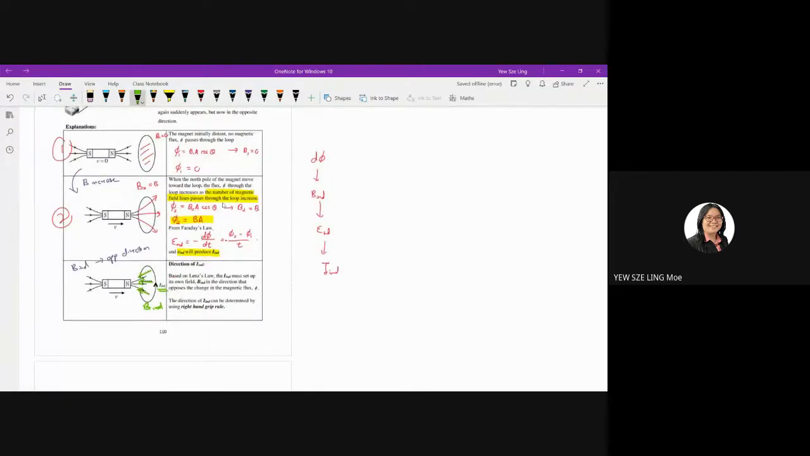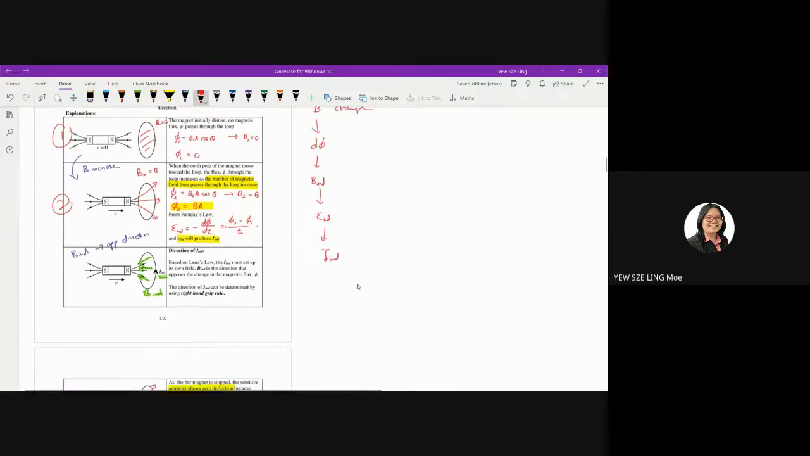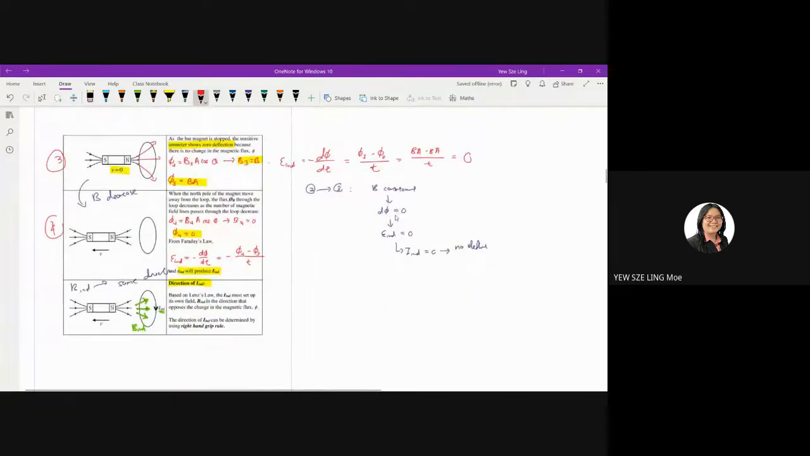The first one, because B changes, B changes lead to change in magnetic flux. Change in magnetic flux generates B induced. B induced gives you EMF induced, which will give you I induced. And then the second case, B constant. B constant means no change in magnetic flux. No change in magnetic flux, no induced current, no deflection. And then from 3 to 4, once again, B changes. B changes lead to change in magnetic flux. Change in magnetic flux gives you induced EMF, which then gives you I induced. I induced means that now there's a deflection in the ammeter again.